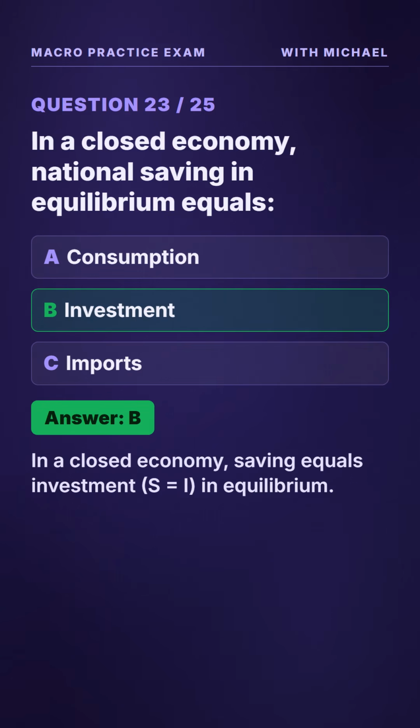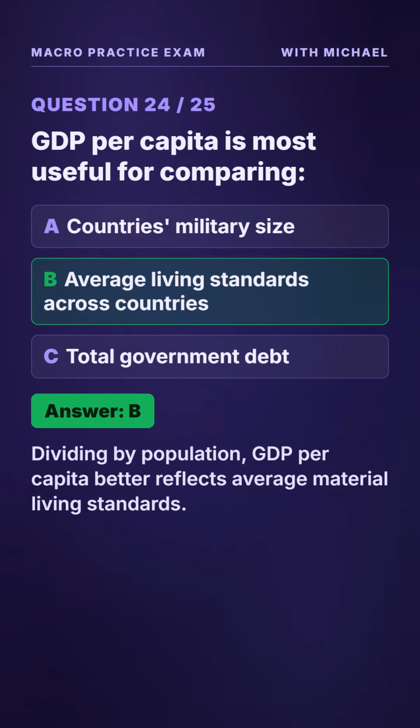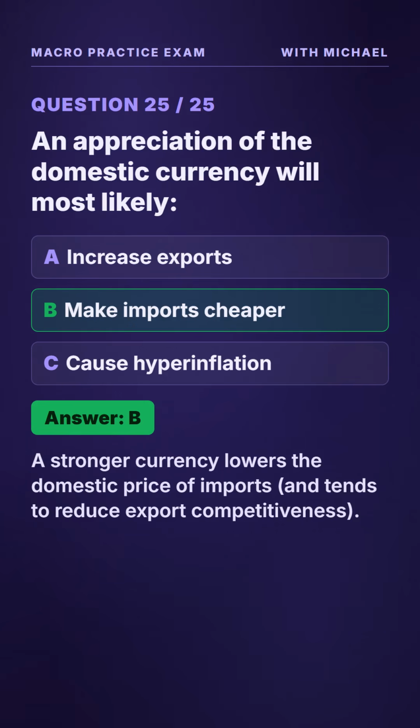Question 23. The correct answer is B. In a closed economy, saving equals investment, S equals I, in equilibrium. Question 24. The correct answer is B. Dividing by population, GDP per capita better reflects average material living standards. Question 25. The correct answer is B. A stronger currency lowers the domestic price of imports and tends to reduce export competitiveness.